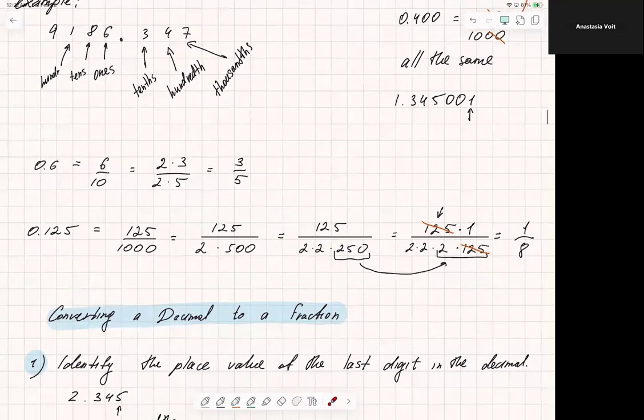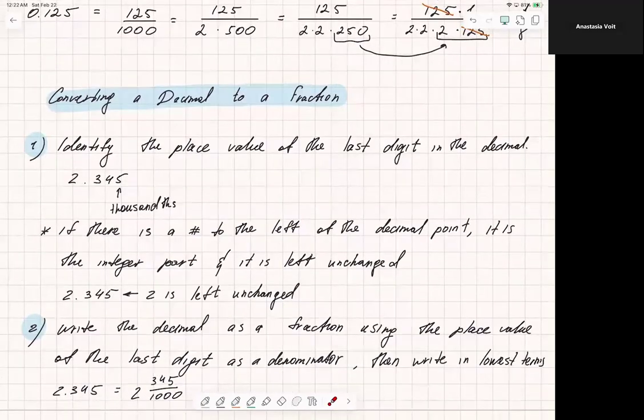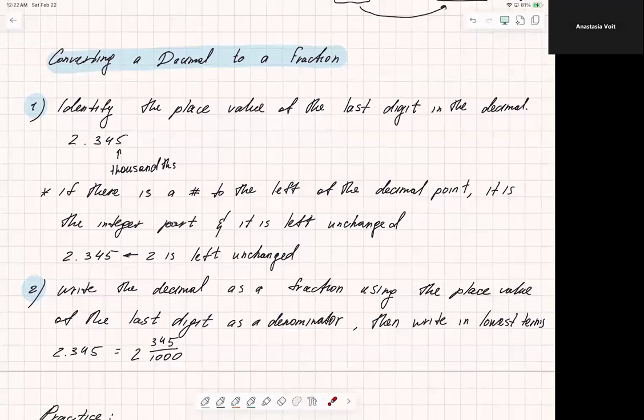Now, let's look at the rules here. So converting a decimal to a fraction. So first we need to identify the place value of the last digit in the decimal. So we have here an example, 2.345, right? And we need to figure out what place value 5 is located at. So we have tenths, hundredths, thousandths, right? So 5 is at the thousandths place.